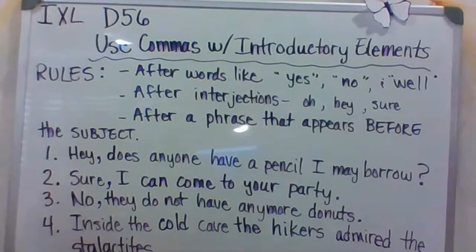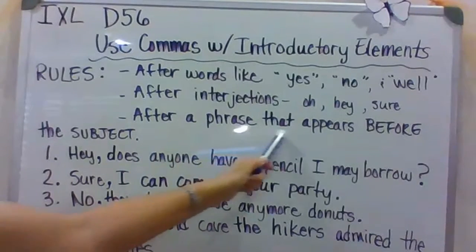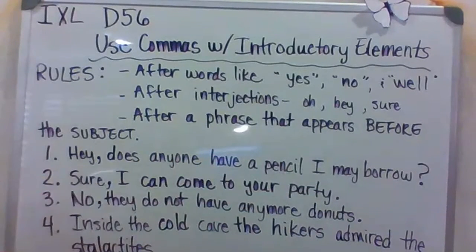So do we see any words like yes, no, or well? No. Do we see any mild interjections like oh, or uh-oh, or hey, or sure? No. Okay, so this is one where we have to understand what the subject of the sentence is. So who or what is the sentence all about? Inside the cold cave, the hikers admired the stalactites. So who or what is the sentence all about?